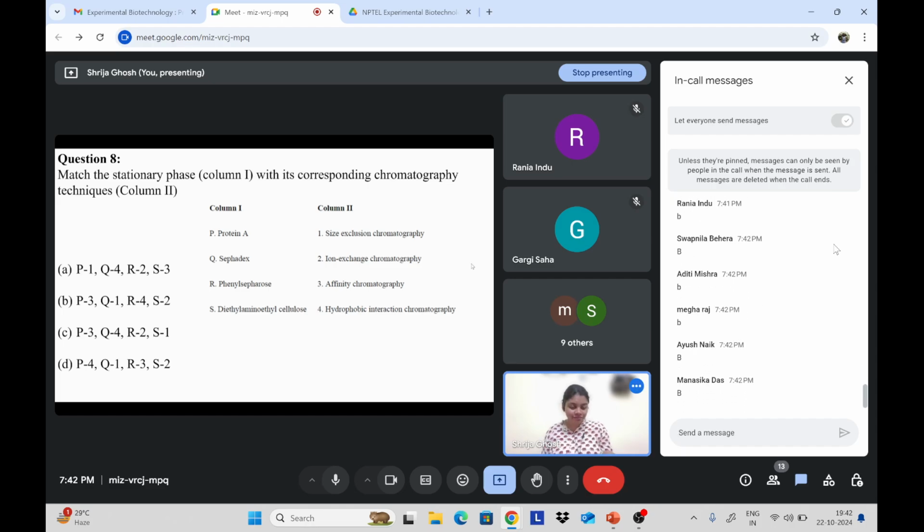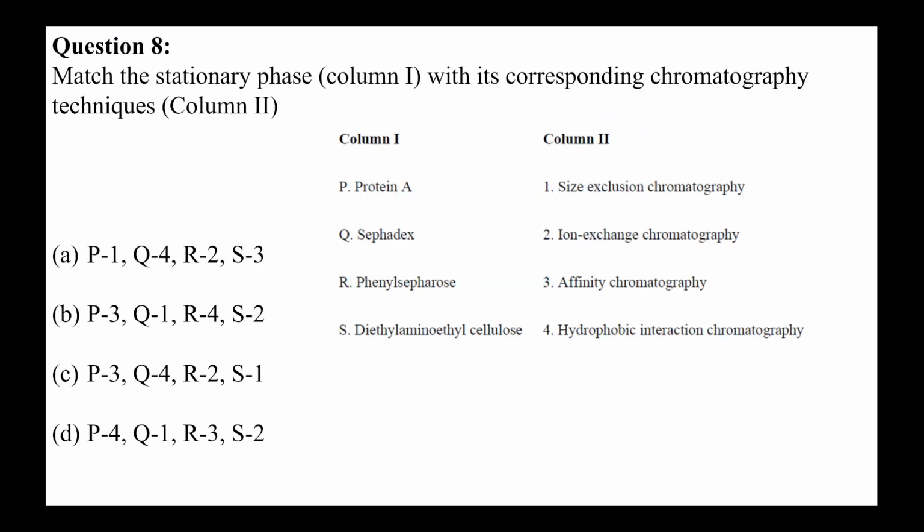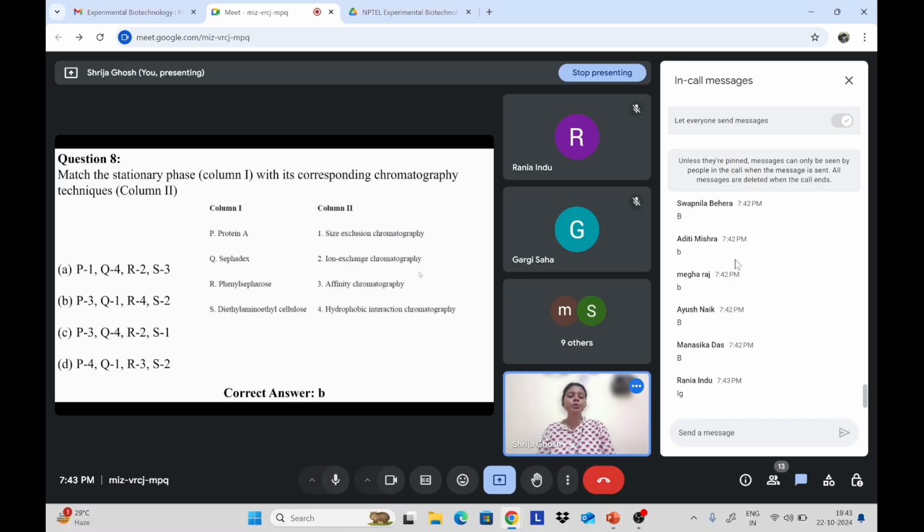Okay, so I have many people answering option B. So let's see. Option B says P3, that means protein A is affinity chromatography. Q1, so Sephadex is size exclusion chromatography. R4, phenyl Sepharose is hydrophobic interaction, and then diethylaminoethyl is ion exchange chromatography. Yes, that is the correct answer. So option B is the correct answer here. So we have protein A that is used as affinity chromatography matrix for purifying. Anybody knows why? What molecule can we purify using protein A?